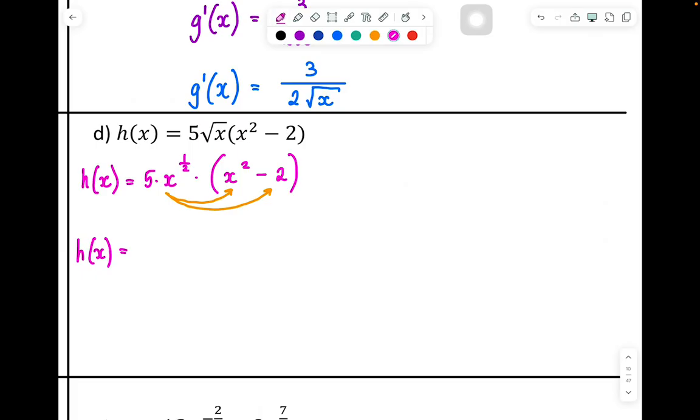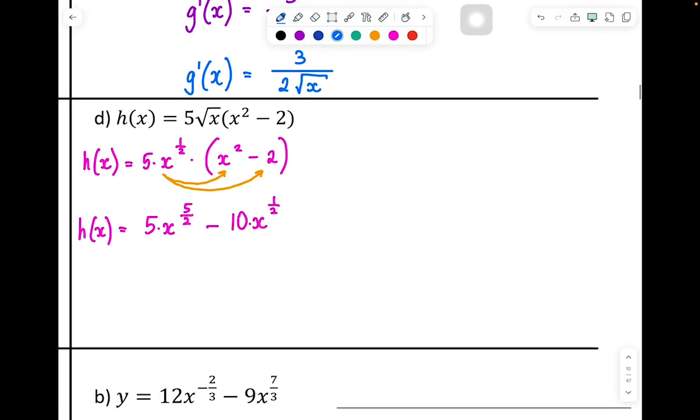So what's going to happen is we are going to end up with 5x. Now, x to the power of a half times x to the power of 2, we need to add these powers. So this is the same as 1/2 plus 4 over 2, which is 5 over 2. I'm going to expand the second term here. 5 times negative 2 is negative 10. And we end up with x to the power of 1/2.